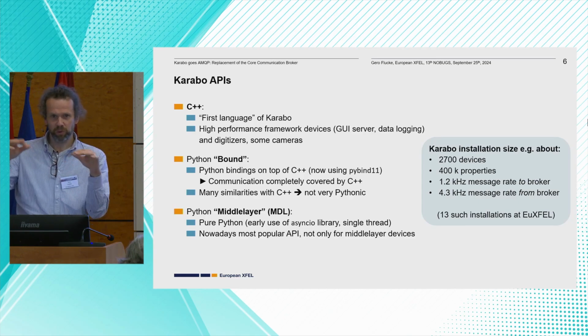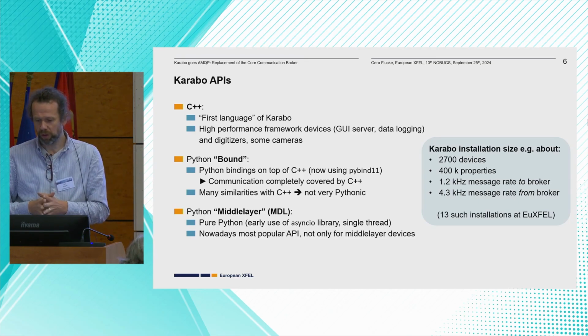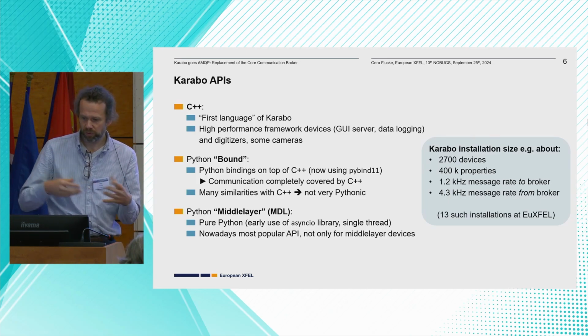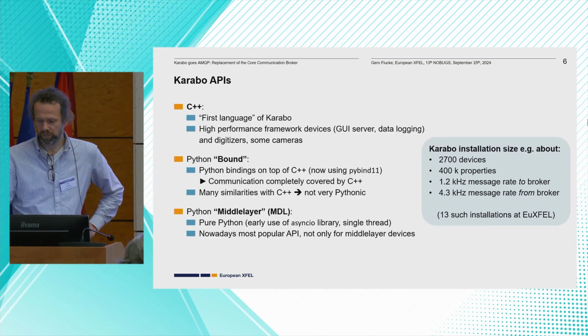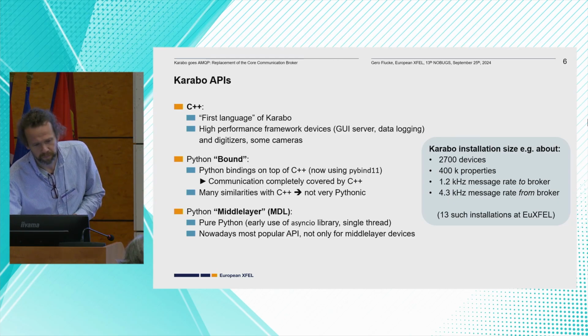We have Caribou installations, so it's basically one communication unit for one instrument, for example. For one instrument I've chosen, roughly 2,700 devices are running there, altogether with 400,000 properties. And I just checked in one moment, the message rate to the broker was a bit more than 1 kilohertz, and then distributed to other devices at 4 kilohertz. And we have about 13 such installations.